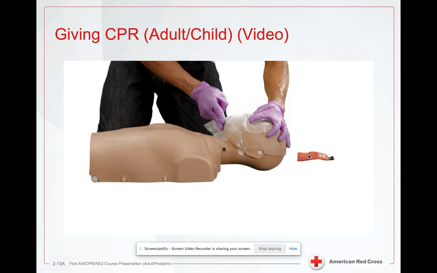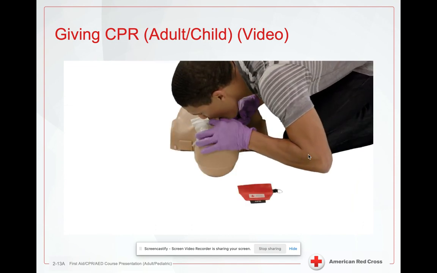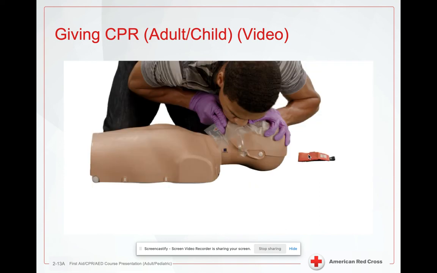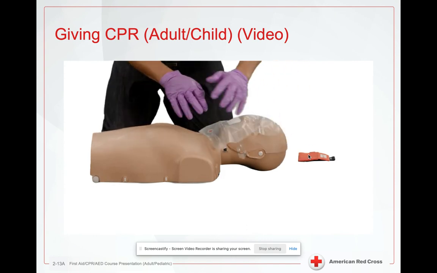Pinch the nose shut, take a normal breath, and make a complete seal over the person's mouth with your mouth. Blow for about 1 second while looking to see that the chest rises. Take another breath, make a seal, and give a second rescue breath.